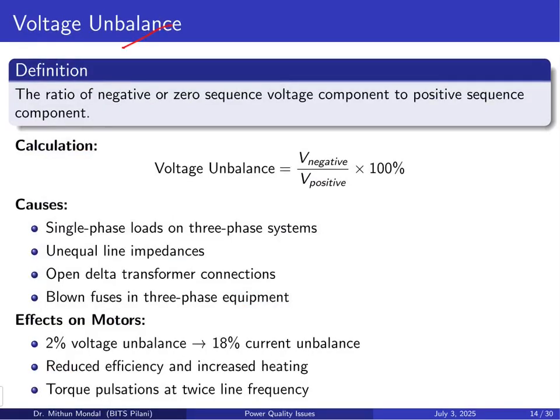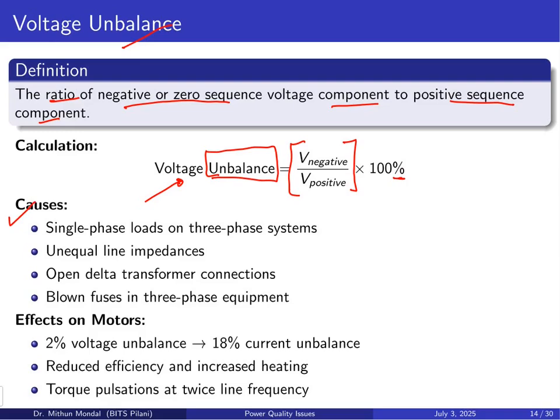Voltage unbalance may also occur. This is the ratio of the negative or zero sequence voltage component to the positive sequence component. We measure this voltage unbalance as the ratio of the voltage of the negative sequence component to the voltage of the positive sequence component, multiplied by 100 to convert it into a percentage.